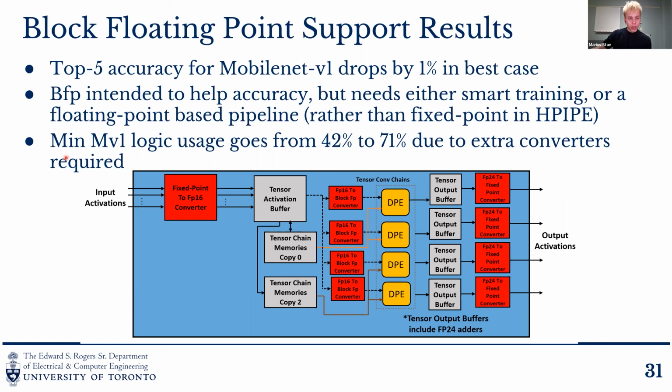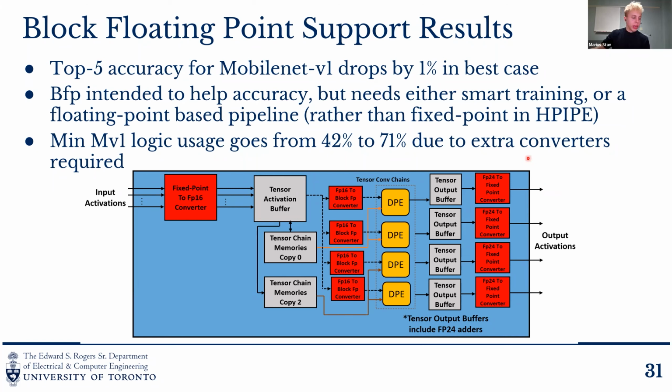The minimum logic usage also spiked up. So this is the minimum amount of logic we would need to implement a network on the FPGA. So this is the slowest implementation possible with the least amount of multipliers. And we're now using 71% ALM usage due to all these extra converters, which does not bode well for higher parallelism settings. And so these extra converters are a fixed point to 16-bit floating point converter, and a 16-bit floating point to block floating point converter for the tensor blocks. And then the tensor block output is actually 24-bit floating point.